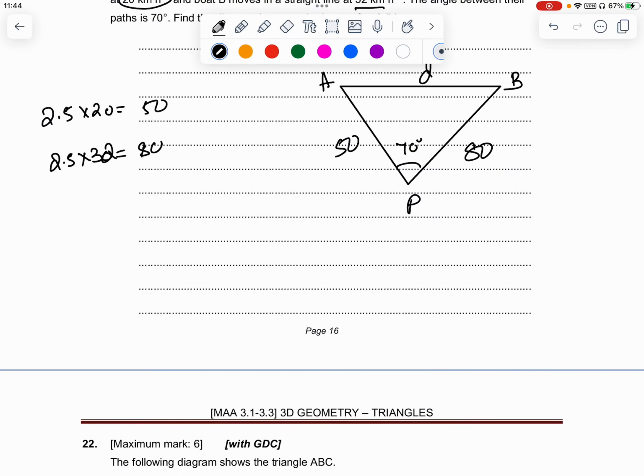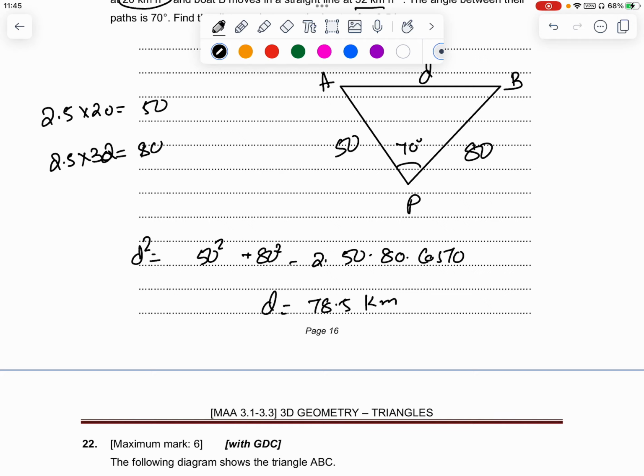I'm going to find AB. So D squared equals 50 squared plus 80 squared minus 2 times 50 times 80 times cosine 70. This gives me the value of D as 78.5 kilometers. That's going to be the answer.